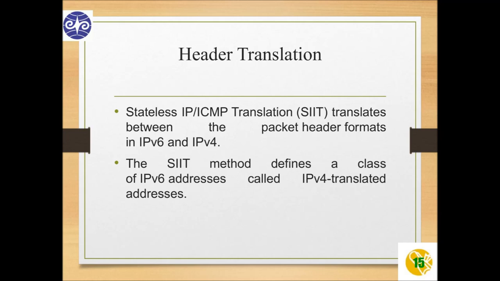So these were three methods of transition from IPv4 to IPv6. We discussed dual stack, we discussed tunneling, and we discussed header translation. So these were three transition strategies from an IPv4 based traffic network to IPv6.